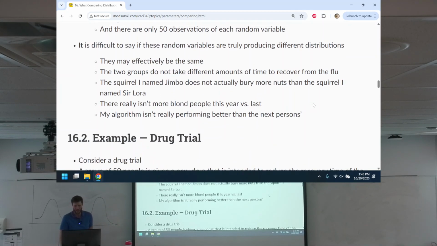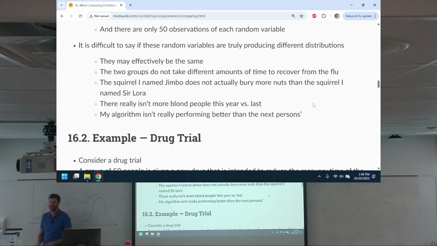All right, so it's able to say random variables are truly producing different distributions. Are they the same? Could I have known, like here, for example, if you were to give me one data point from one distribution and another data point from the other distribution, I could tell you, if you give me a data point over here, oh, that was that squirrel. Why? Because it's clearly in that distribution. Or that was that squirrel.